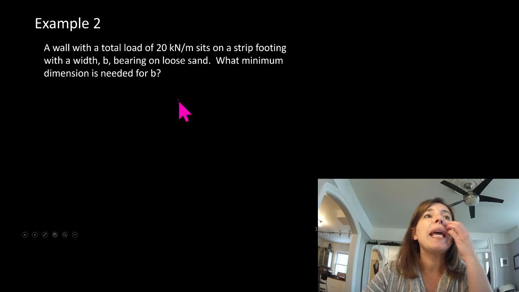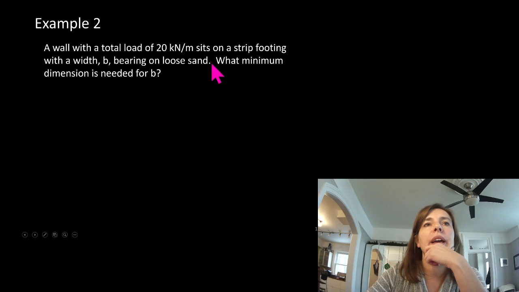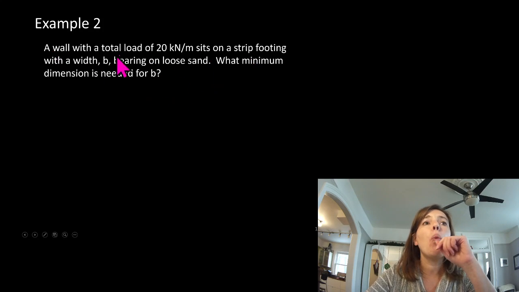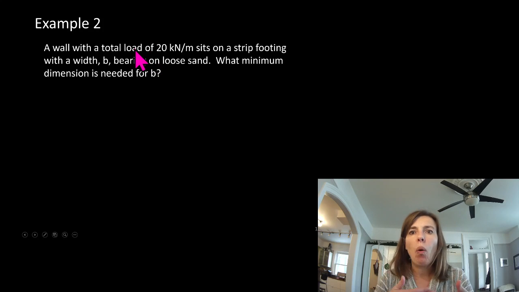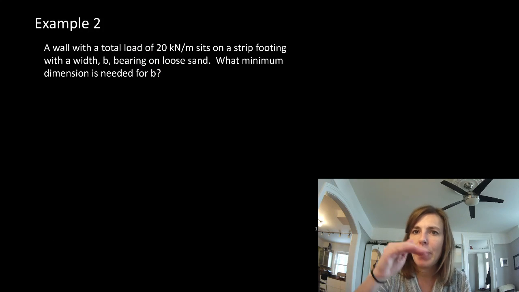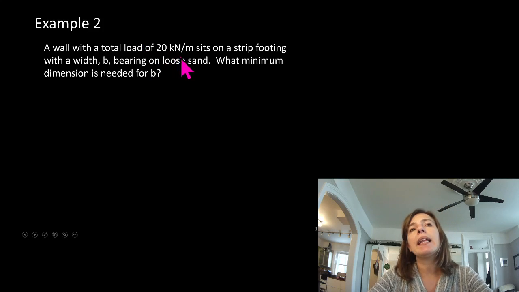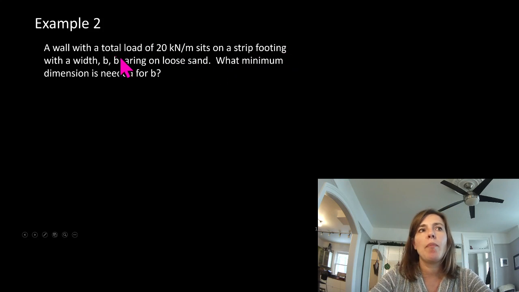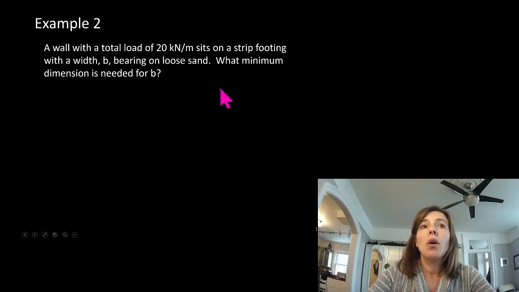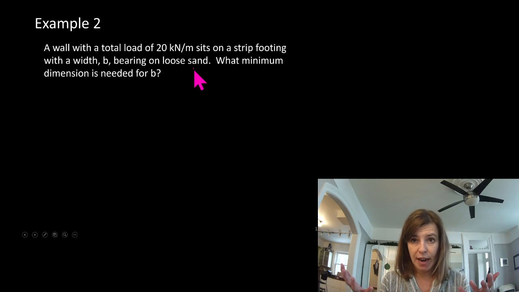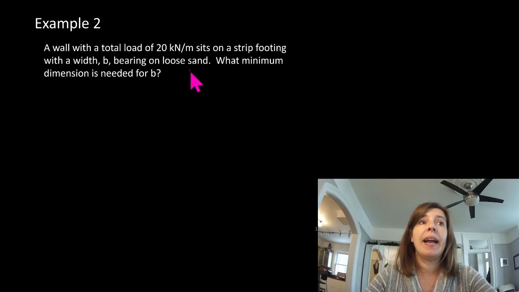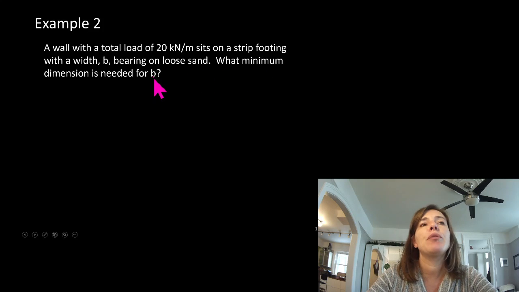So what if we had a wall footing or a strip footing? We have a wall, maybe it's a brick wall, a block wall, or a concrete wall, picking up some floor load, we don't know. They've just told us that 20 kilonewtons per meter sits on a strip footing with a width B and it's bearing on loose sand. Well, we know that we can look up what BR is for loose sand, because again, we don't have a geotechnical report, but we could go look that up. What is the minimum dimension for B?